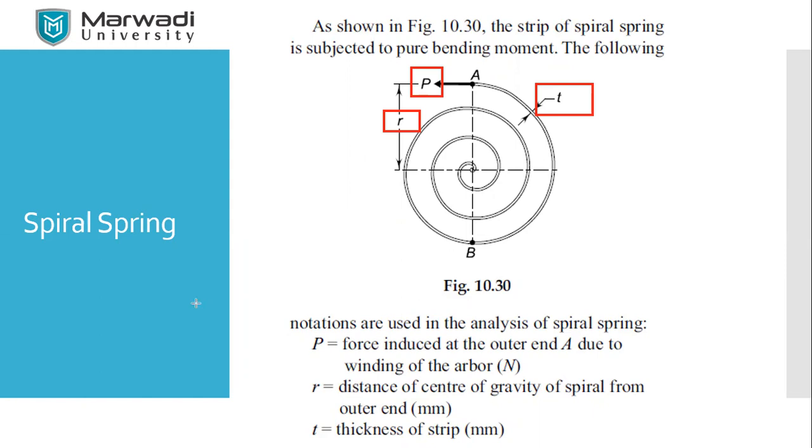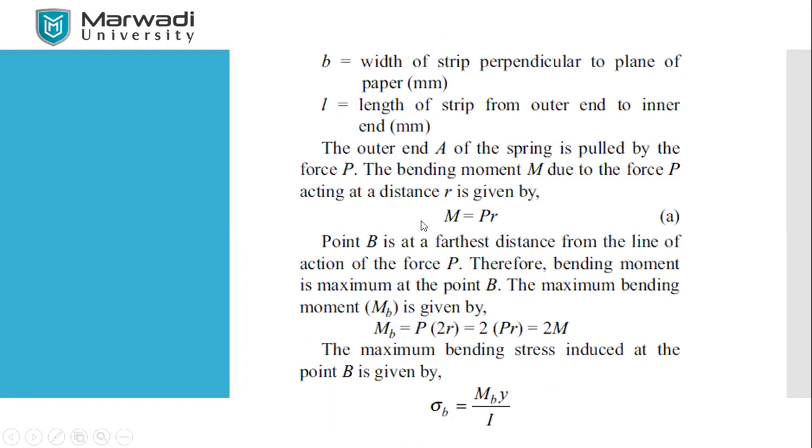Now once you are done with this figure and its notation, we can go further, where we consider small b as the width of the strip perpendicular to the plane of paper. Small l is the length of the strip from the outer end to the inner end. Now you can consider the outer end A of the spring which is pulled by the force P, where the bending moment is the load times the perpendicular distance.